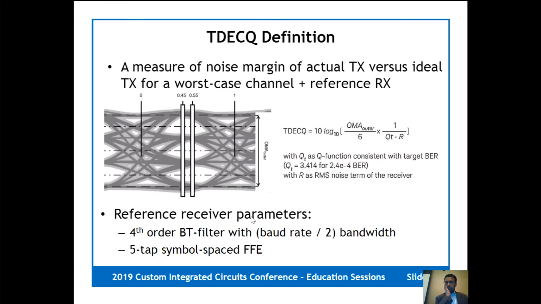So what is TDECQ? The idea is actually fairly simple, even though the measurement process is kind of complicated. All it is saying is how much the SNR of your actual transmitter is degraded versus an ideal or predefined ideal transmitter for a given reference receiver. In other words, how much less noise can your actual transmitter tolerate versus an ideal transmitter for the same receiver.